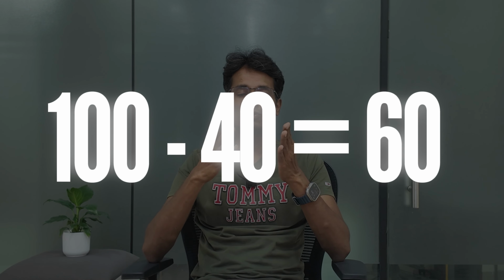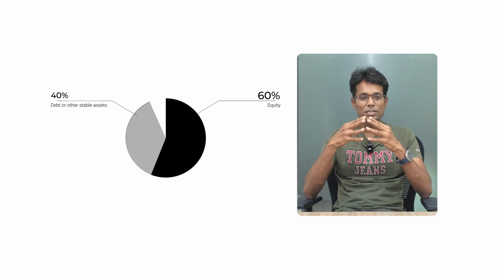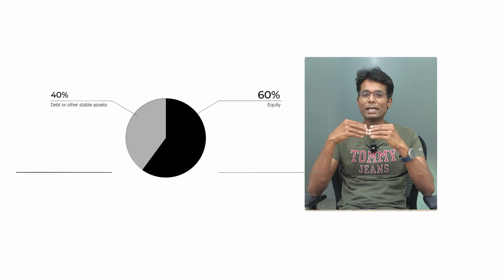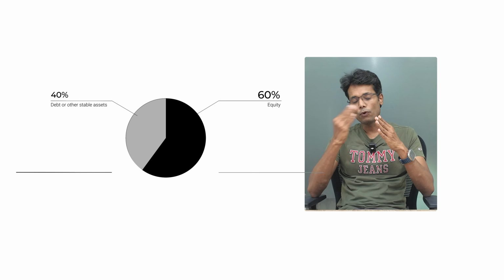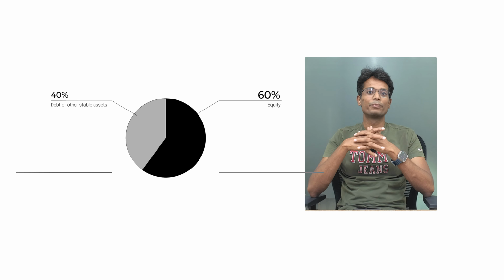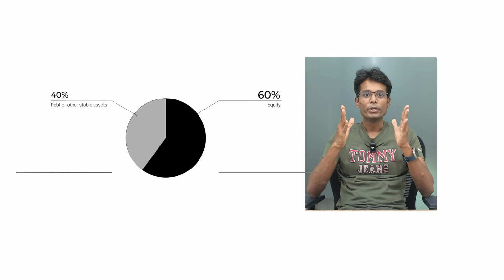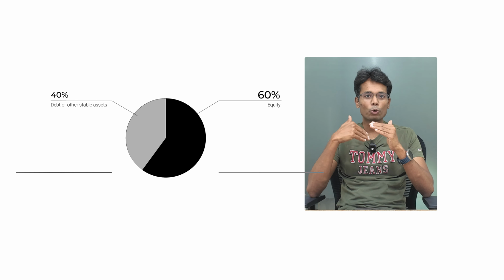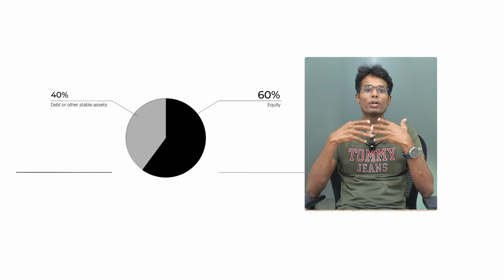Let me break it down. Let's say you're a 40-year-old, then 100 minus 40 would be 60. So it means that 60% of your money should be in equity. And the remaining 40% should go into debt or other stable assets. So this way your portfolio is balanced and can grow safely based on your age.